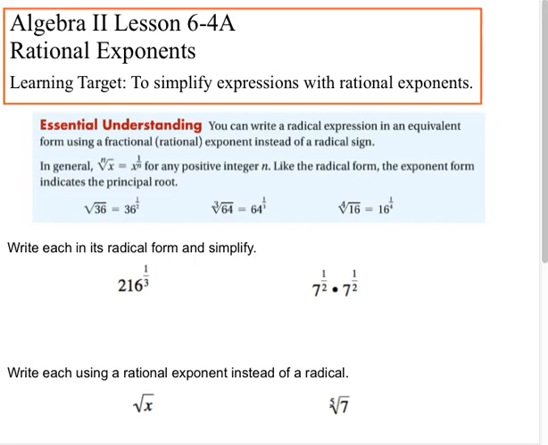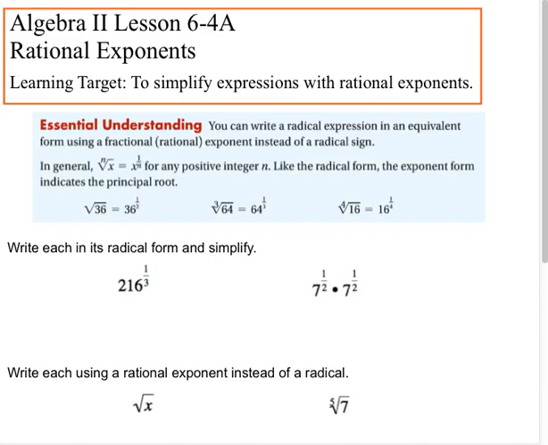Welcome back. So in this section, we're moving on to an entirely new concept. Now, instead of dealing with radicals, we're going to be exploring their connection with rational exponents. The connection is that rational exponents can be written as radicals.